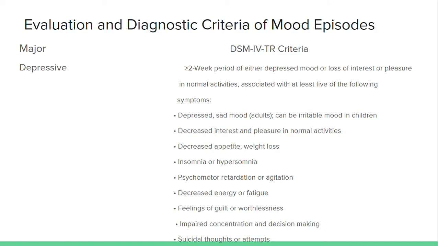The major depressive episode is when the person faces more than 2 weeks of depressed mood or loss of interest or pleasure, along with other factors mentioned below, such as insomnia and decrease in appetite. A greater than 2-week period of either depressed mood or loss of interest or pleasure in normal activities is the major root of diagnosis of major depression.